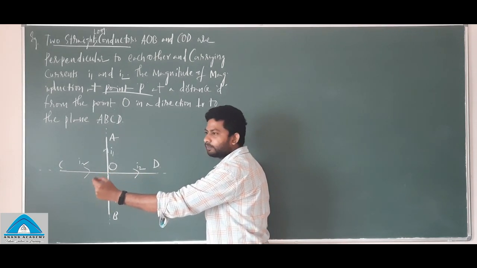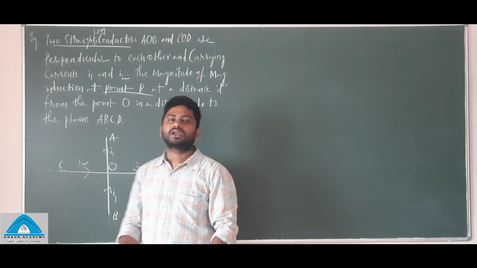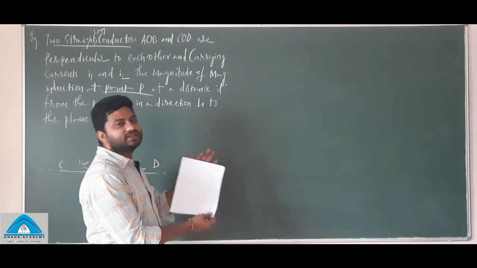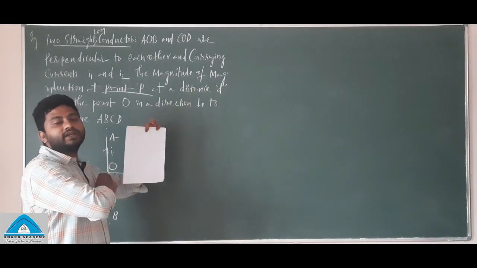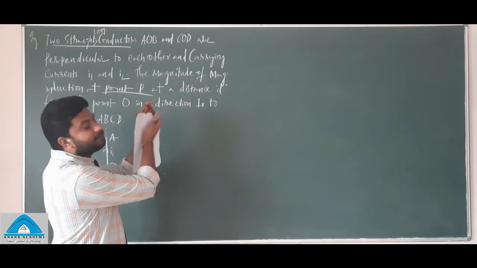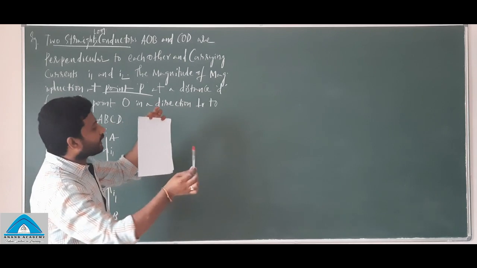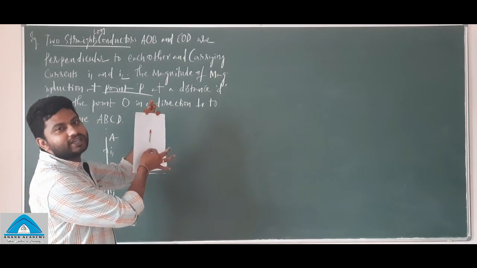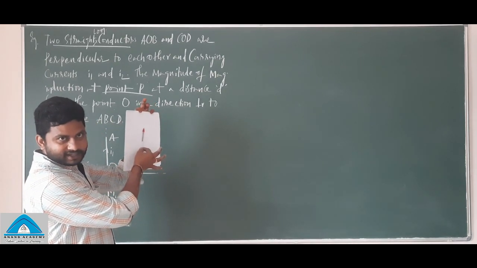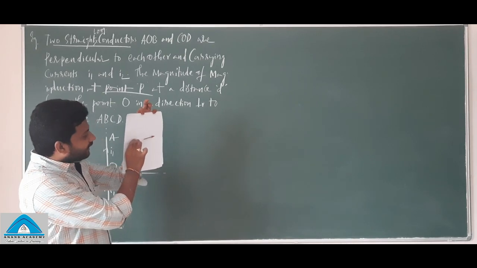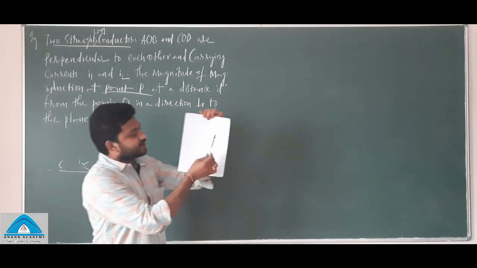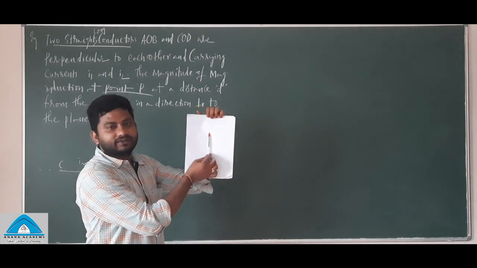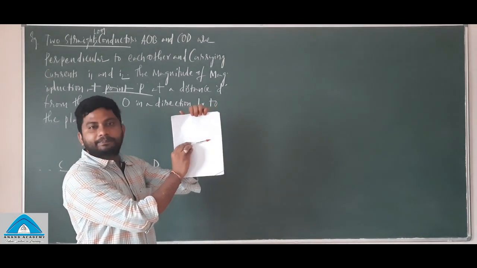Understand? So for your better understanding, listen to me carefully. Imagine this is your ABCD plane, right? The first wire through which current I1 is flowing is kept like this. The second wire through which current I2 is flowing is kept like this. Carefully see. The first wire is kept like this. The second wire is kept like this.